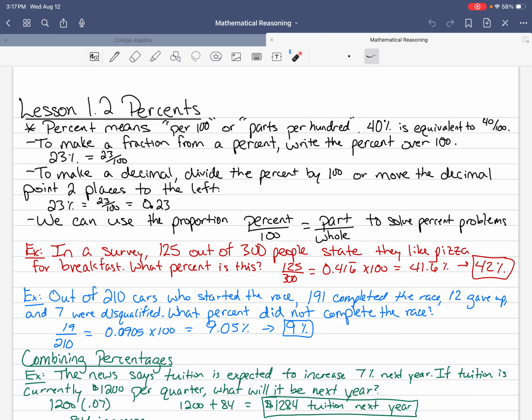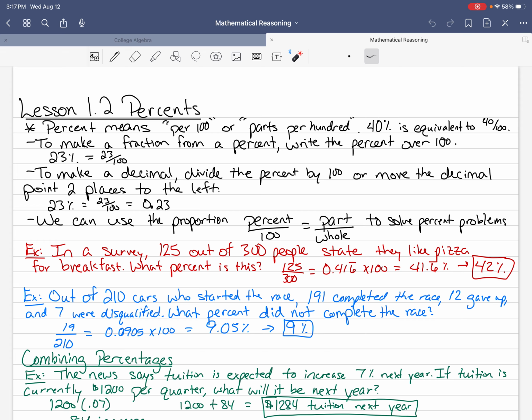Like, for example, we said before 23% was 23 over 100. So I could do 23 divided by 100. I would get 0.23. Or for 23%, my decimal would be right here behind the 3. I can move it 2 places to the left, and I would still get 0.23. So again, that is whichever makes more sense to you.